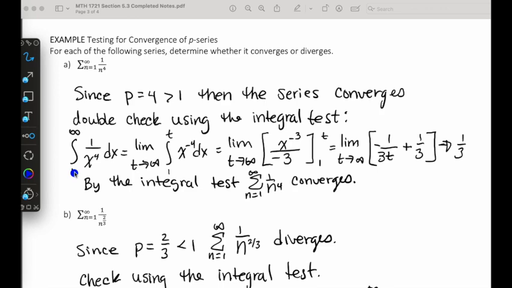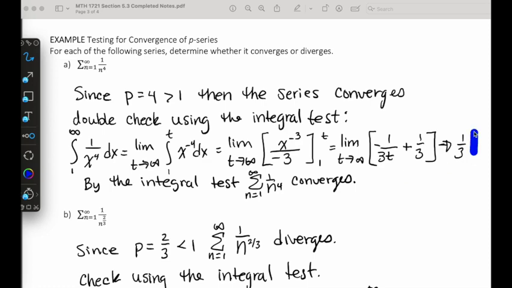But if we double check it using the integral test, what we just learned, you can set up an integral from 1 to infinity of 1 over x to the 4th dx. And then you can check to make sure that all those 3 criteria are met. So I can tell you that they are met, but you can check them individually if you want. And then if we set this up as a limit as t goes to infinity from 1 to t of x to the negative 4 dx, when we evaluate, we end up getting the limit as t approaches infinity of x to the negative 3rd over negative 3 from 1 to t.